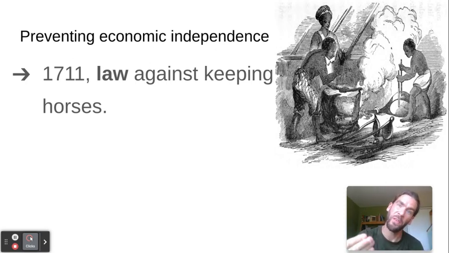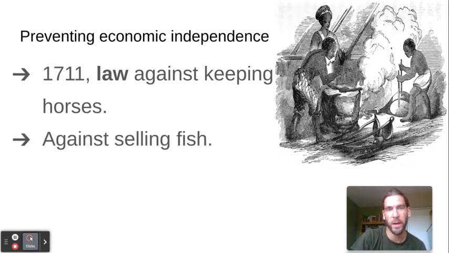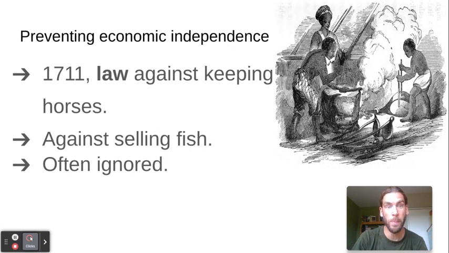So if you could prevent slaves from keeping a horse, they could not go around as easily and they had less freedom of movement. And this was also preventing economic independence. Laws were made against selling fish, something that is, on Curaçao, of course, very common. And fish, people eat it a lot, so you can earn money to become independent. So that's why planters, European colonizers, made laws against keeping fish and selling fish, of course.